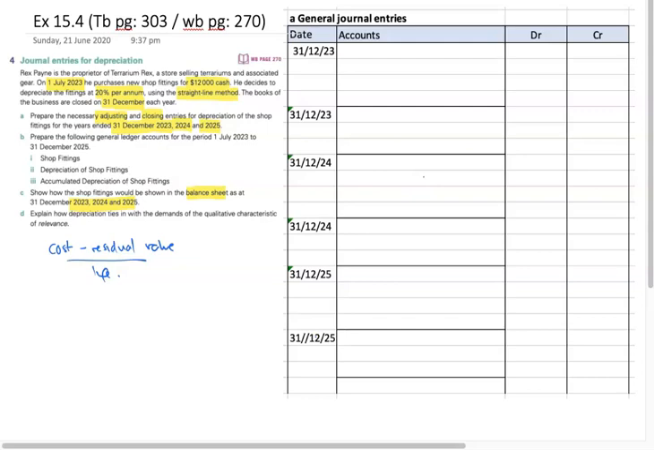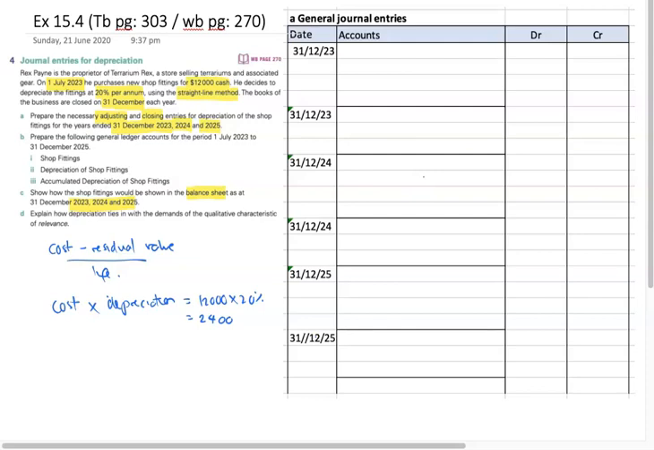We work out our depreciation per year by our cost now times the depreciation rate, and that equals $12,000 times 20%, which means it equals $2,400 per year. That is the amount of depreciation per year.